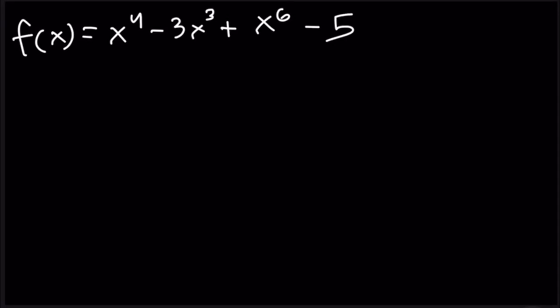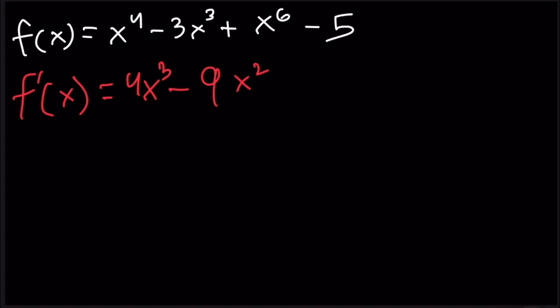Alright, so today we're going to be talking about finding extrema using differentiation. For this first one, we just want to find our local minima or maxima. To do that, we can use the first derivative test and set f prime of x equal to 0. So f prime of x equals 4x cubed minus, not 27, sorry, minus 9x squared plus 6x to the 5th. And this is equal to 0.